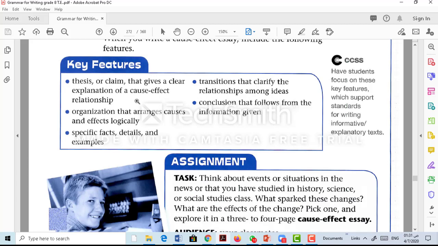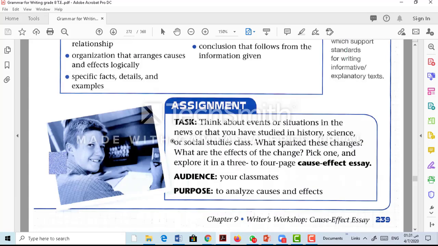The key features of a cause and effect essay are a thesis statement. Your organization should be logical. You should have facts and details and also examples. Use transitions in your essay, and there are certain transitions that you can use which represent cause and effects. And also your essay must have a conclusion like all of the other types of essays that we learned before.